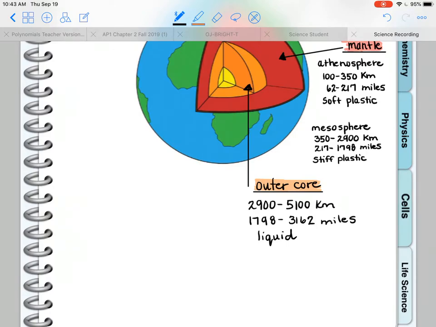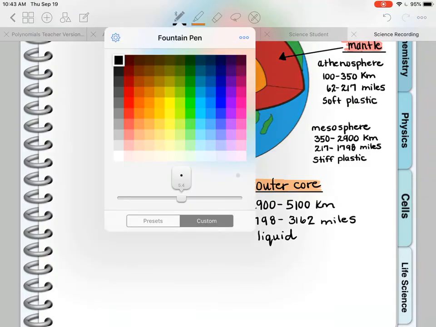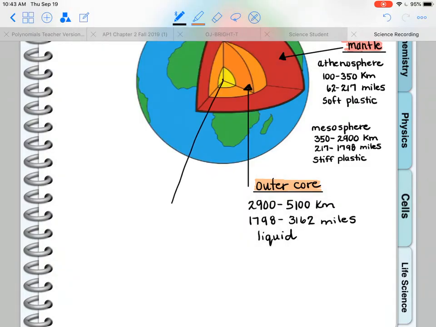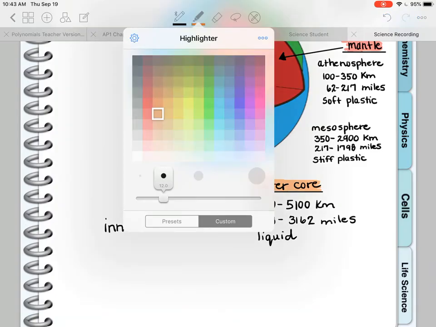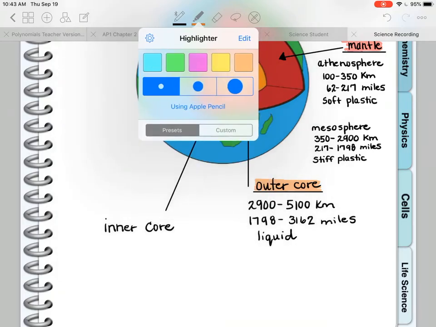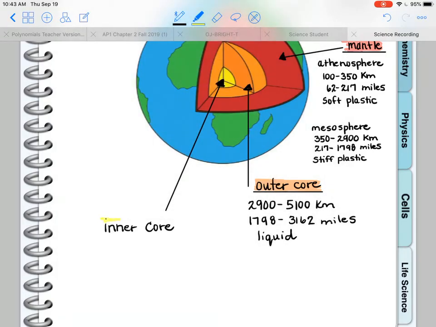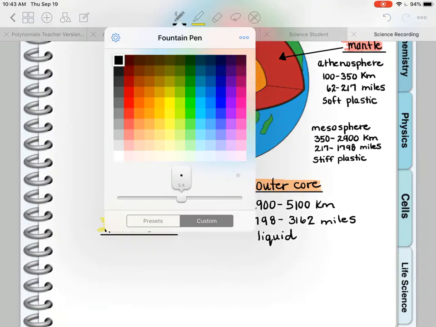Okay, the last one is going to be this very center, and I say the word center on purpose because center is another name for core. So this is the inner core, the very center of the Earth. And as you can imagine, it is extremely hot in the inner core. It's also solid rock because it is under so much pressure that it has solidified.